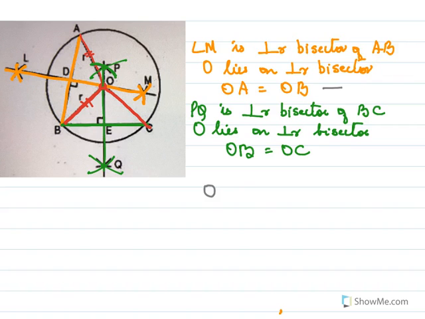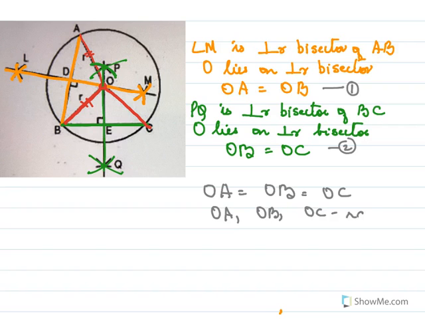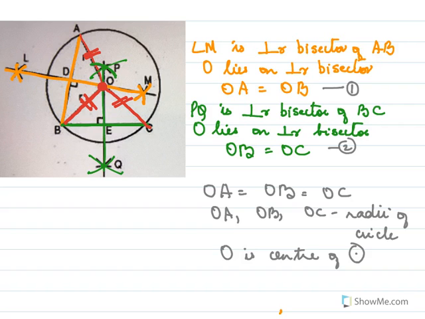So now from 1 and 2, we have OA equal to OB equal to OC. Thus we can say these must be the radii. OA, OB, OC will be the radii of a circle, because they're all equal. Here we have all these equal, and O is the center of the circle.